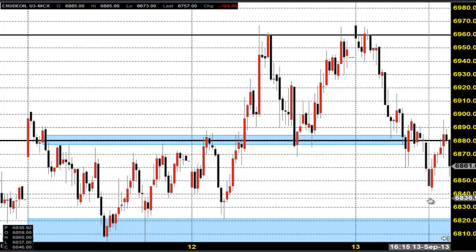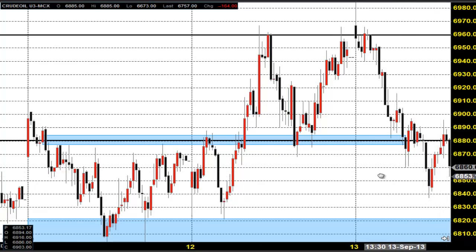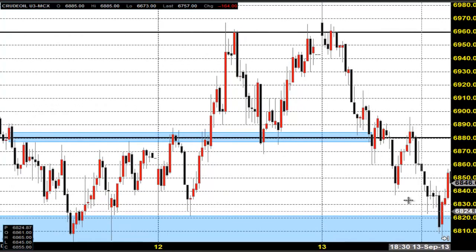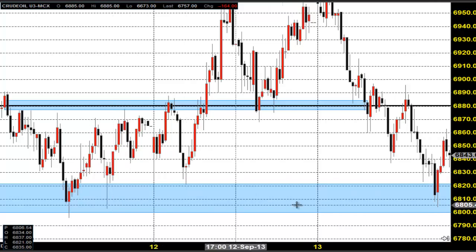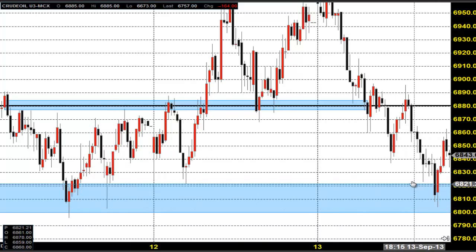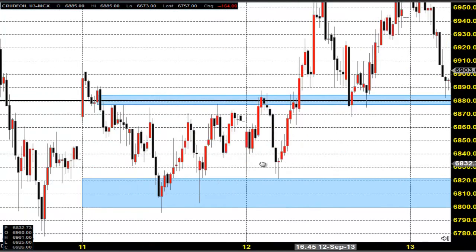So there was a failure. The price is struggling to stand above 6880. So you can see the price again came down till 6820. Since this is a major zone, I had marked this with a blue color box. So to identify this as a major zone.